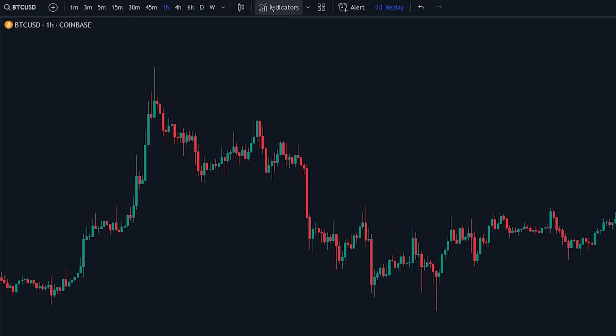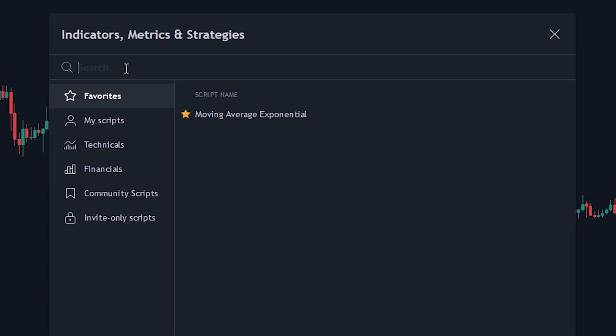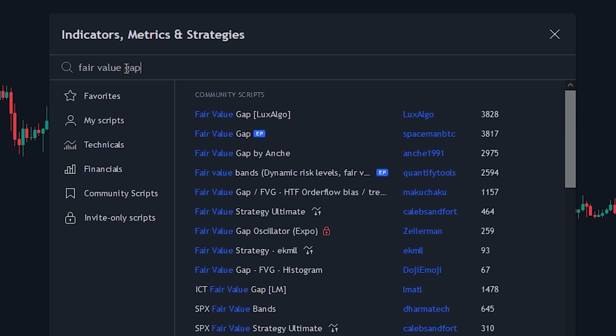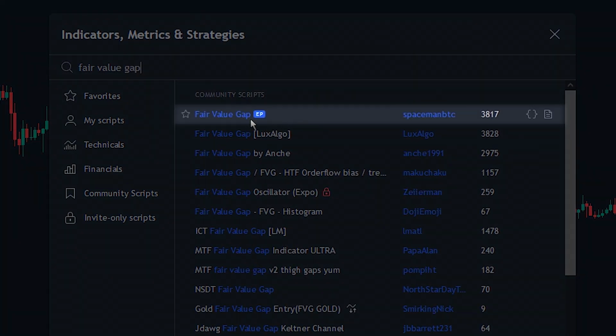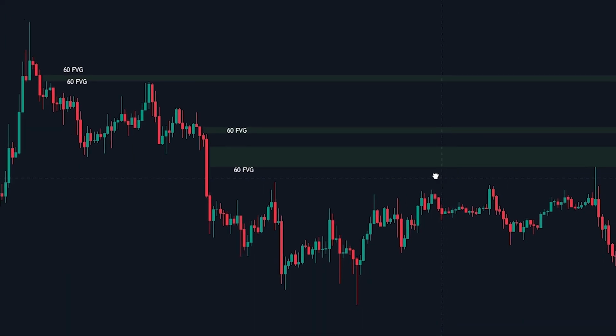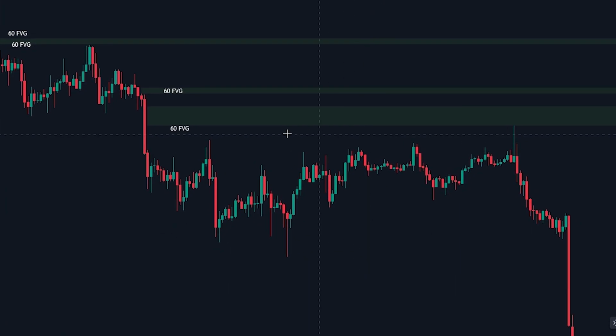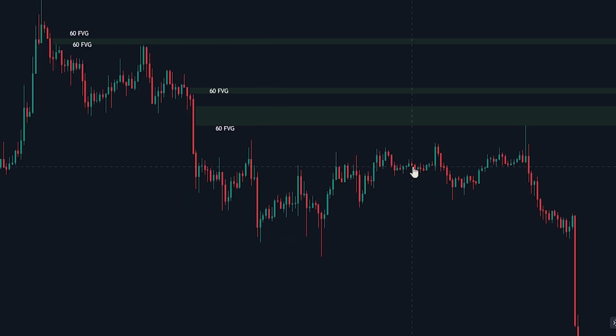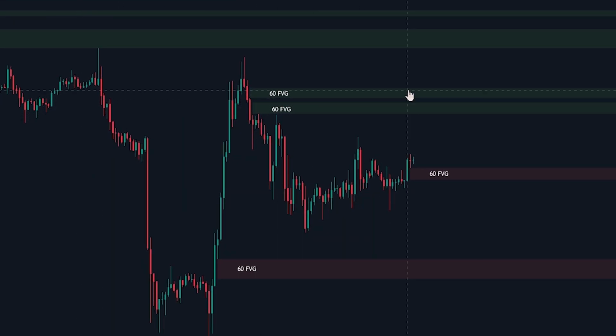Head over to the Indicator Search tab and search for the Fair Value Gap indicator. Select the first indicator from the search results and add it to the chart. As you can see, now that we have added the indicator to the chart, we can see both bullish and bearish fair value gaps that have formed.